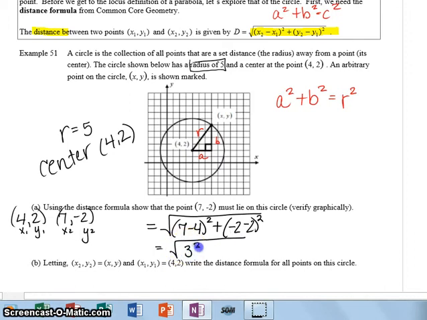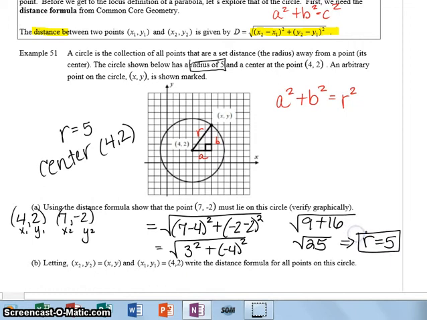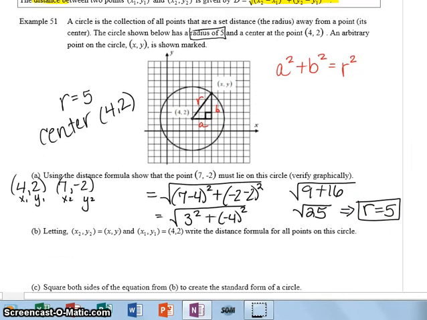That ends up being 3 squared plus negative 4 squared. Continuing on, that's 9 plus 16, which is the square root of 25, which means it has a distance, a radius, of 5. So we just proved algebraically that the radius is 5.